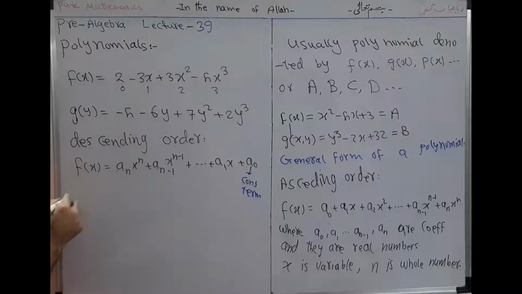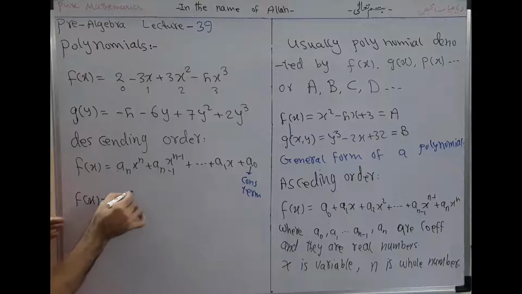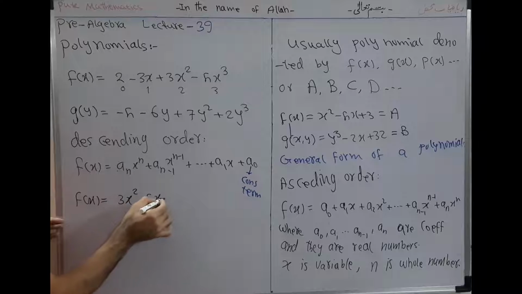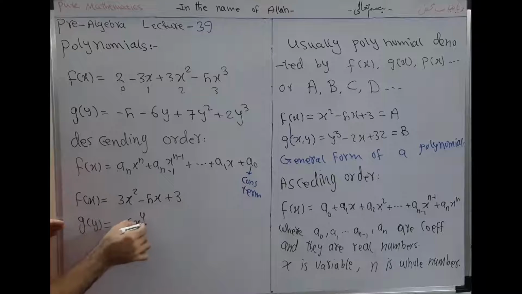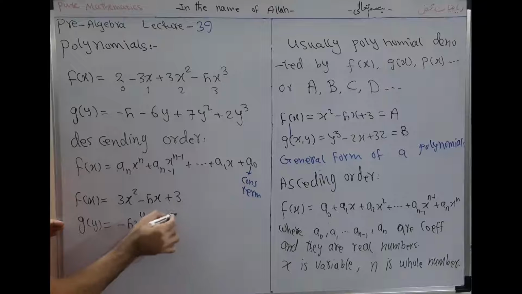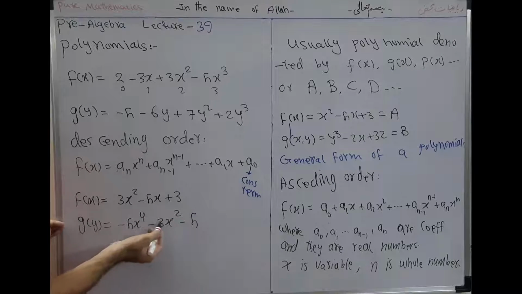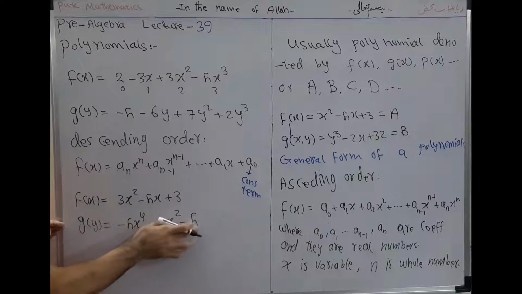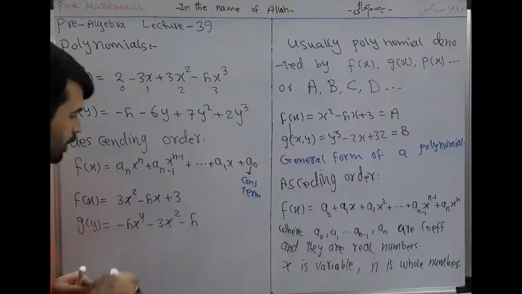Example, f of x is equal to 3x to the power 2 minus 5x plus 3. g of y is equal to minus 5x to the power 4 minus 3x to the power 2 minus 5. It is no problem. We don't have x to the power 3 and also x to the power 1. It is an incomplete polynomial. We can complete it, and next time we will explain these things.